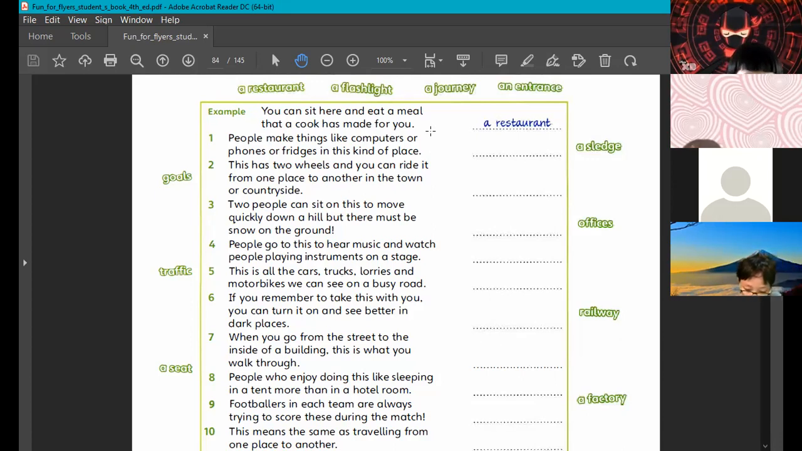So do the ones that you know first. Do the easy questions first. Leave the more difficult questions to last. And remember to cross the word off so you know that you've already used it and you don't need it again.